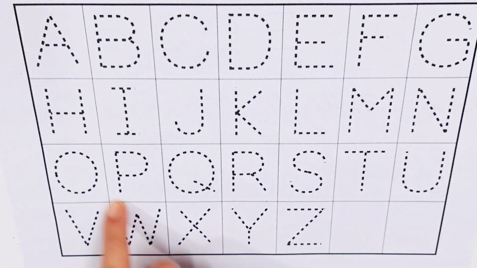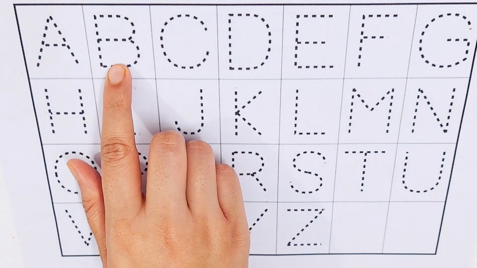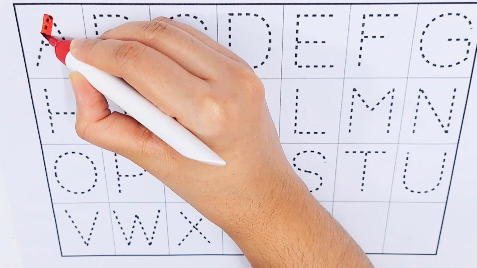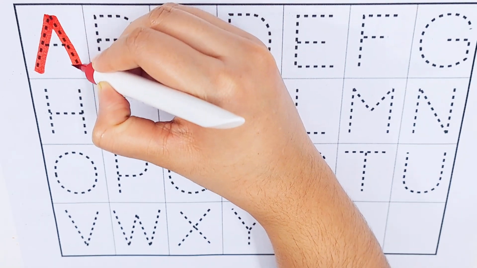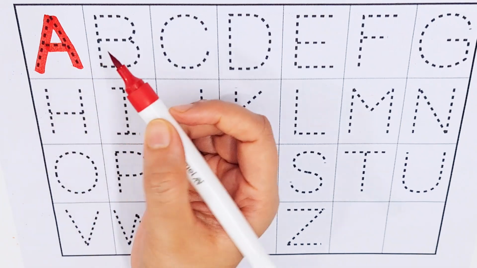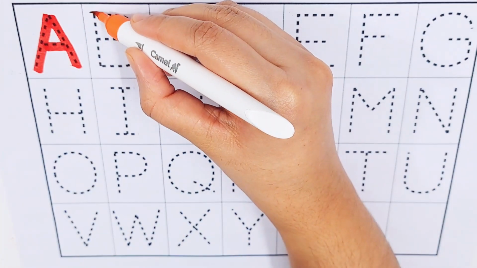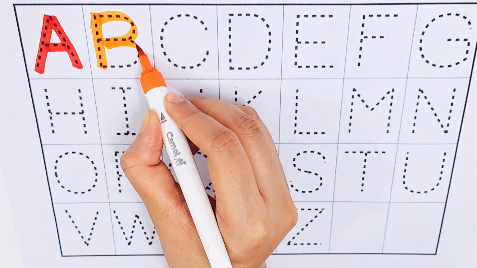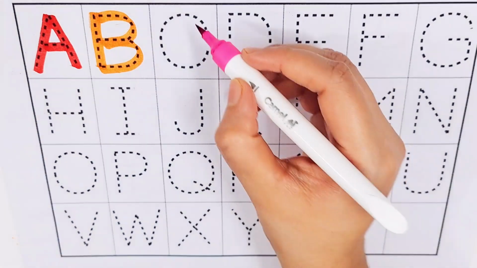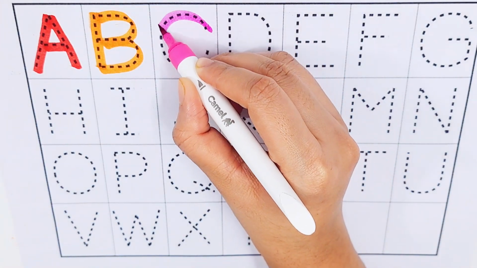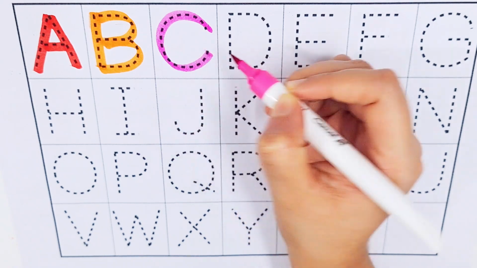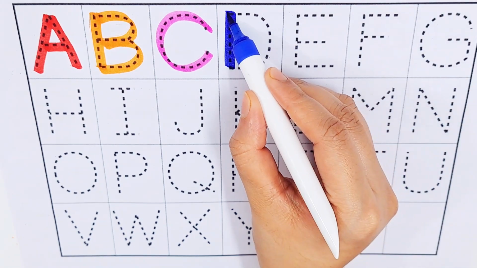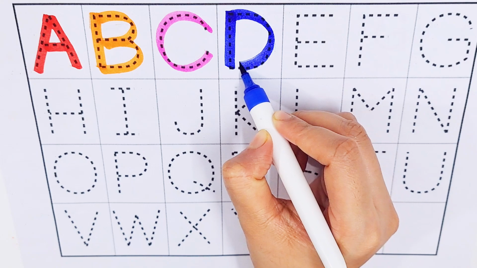Let's try to learn some alphabets. A, B, C, D. A for X. B for bed. C for clock. D for duck.